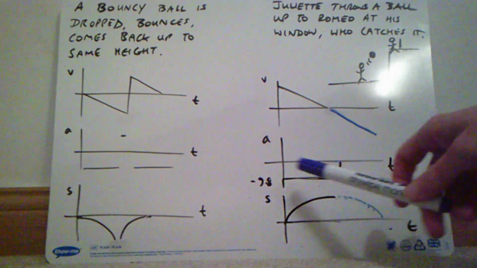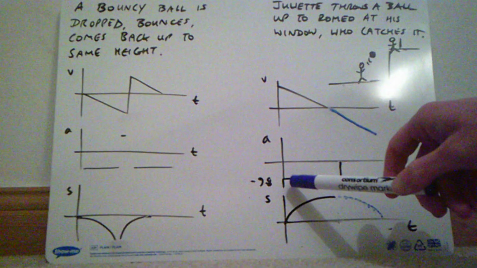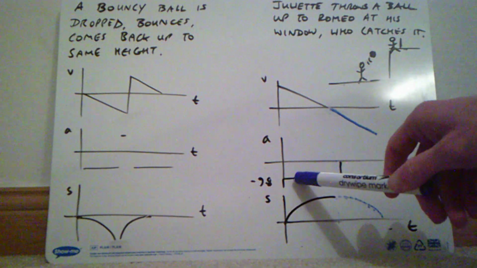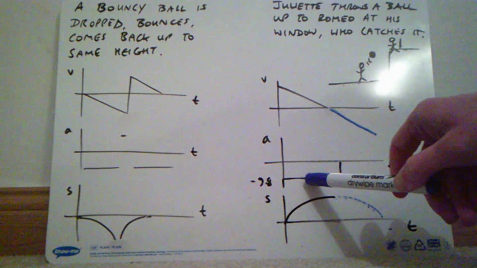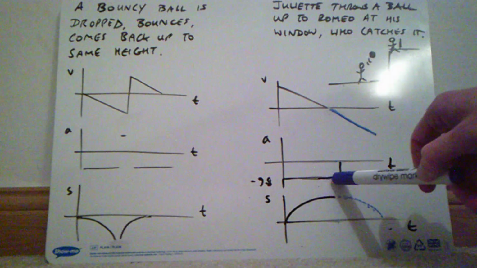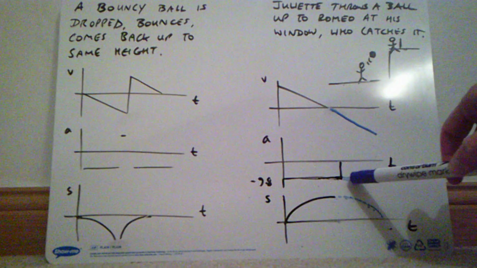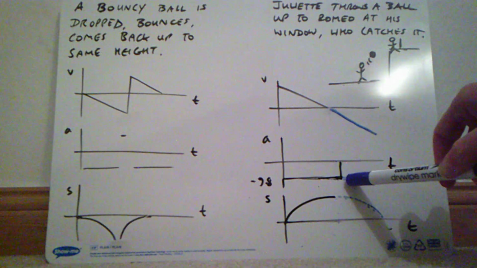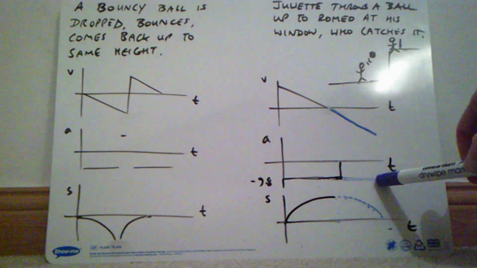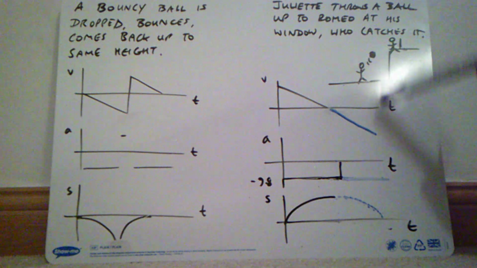Here we go. As soon as it leaves Juliet's hand, the influence on it is going to be negative 9.8, and it's going to be a steady influence. If you were to miss it, then I've done this in blue, there would still be a negative 9.8 meters per second squared influence, and it would carry it down.